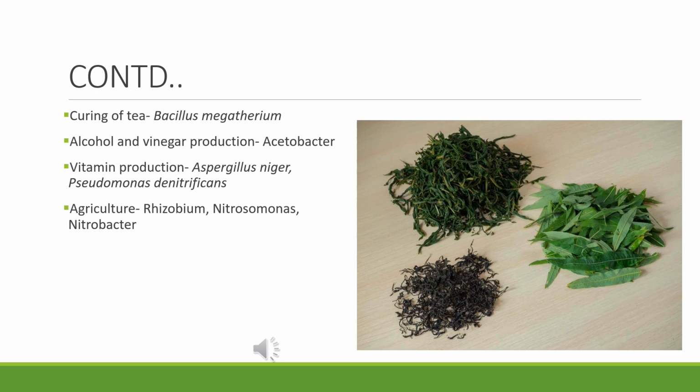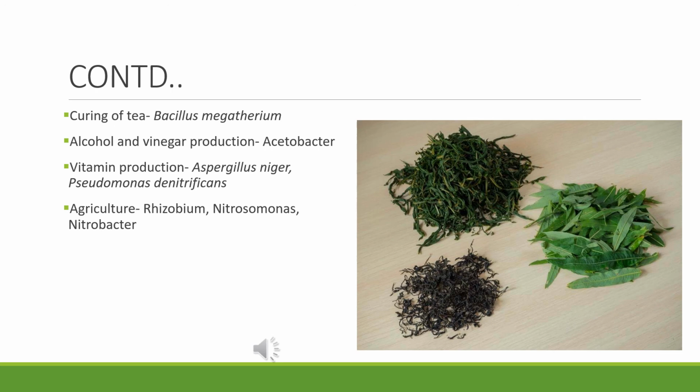Then alcohol and vinegar production also includes the process of fermentation, and it involves the use of the bacteria Acetobacter. Some vitamins are also produced by the use of bacteria, and the organisms involved in vitamin production are Aspergillus niger and Pseudomonas denitrificans.